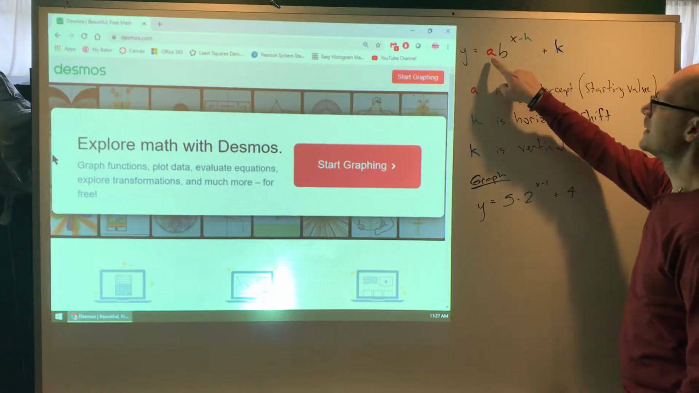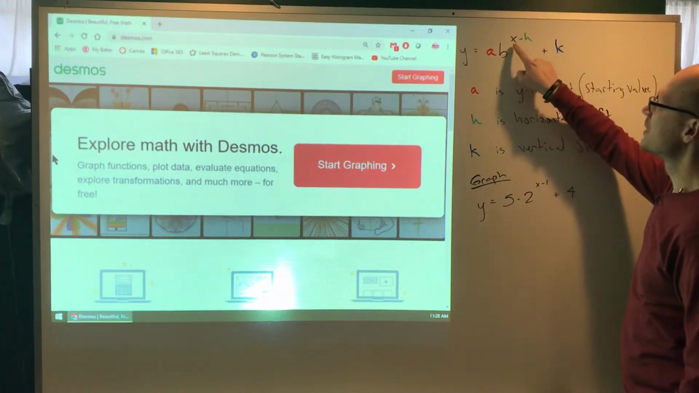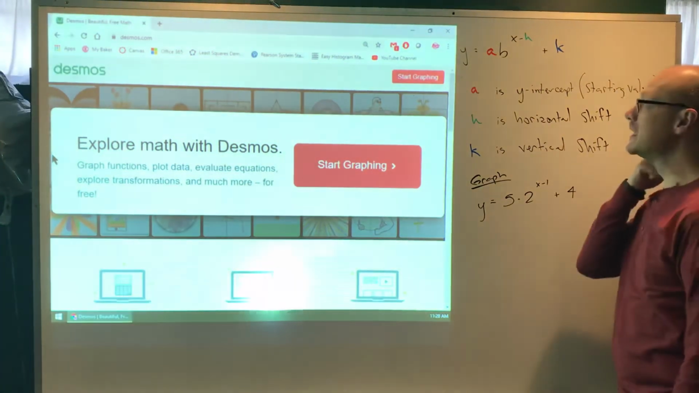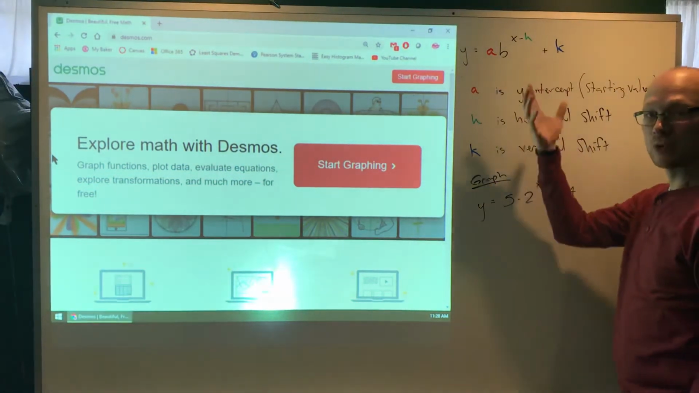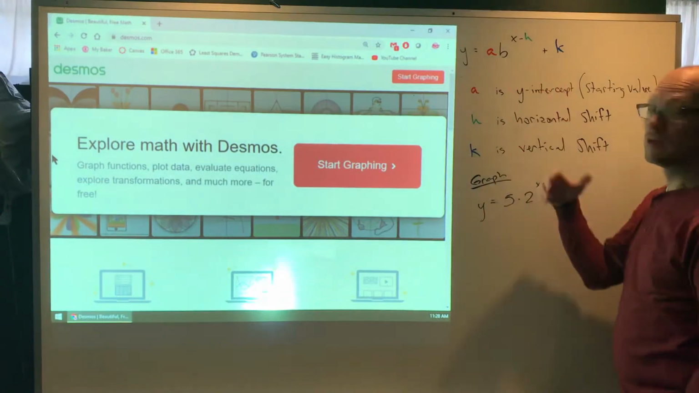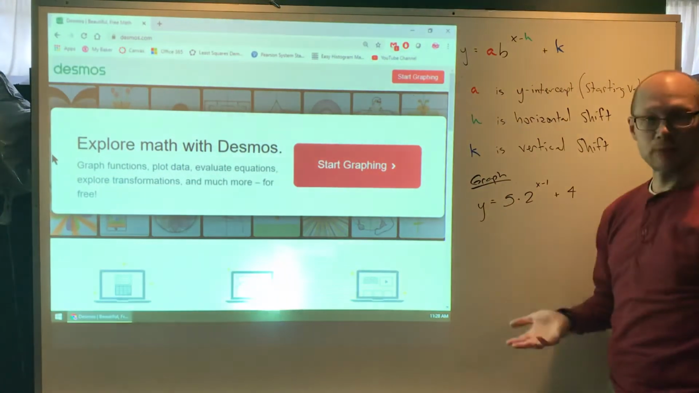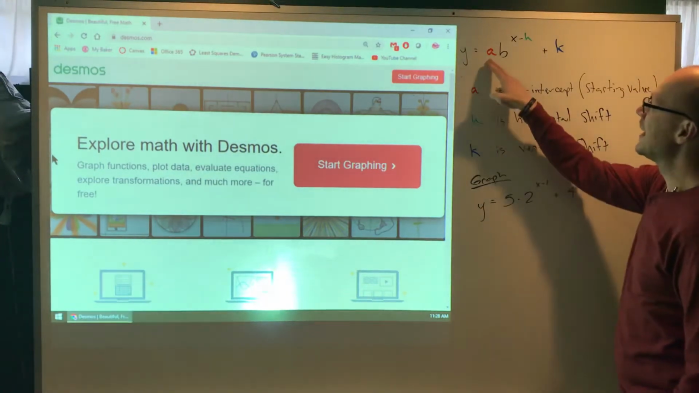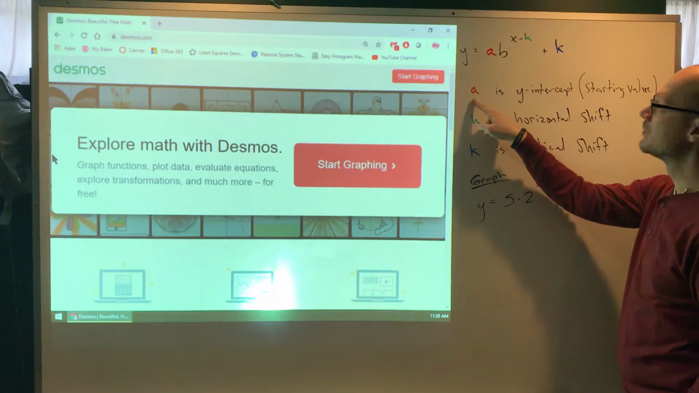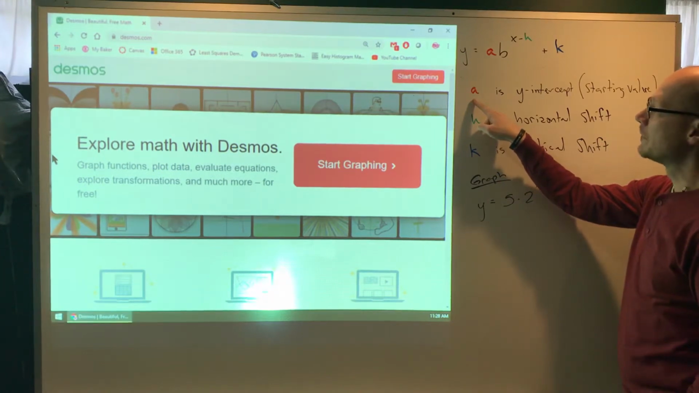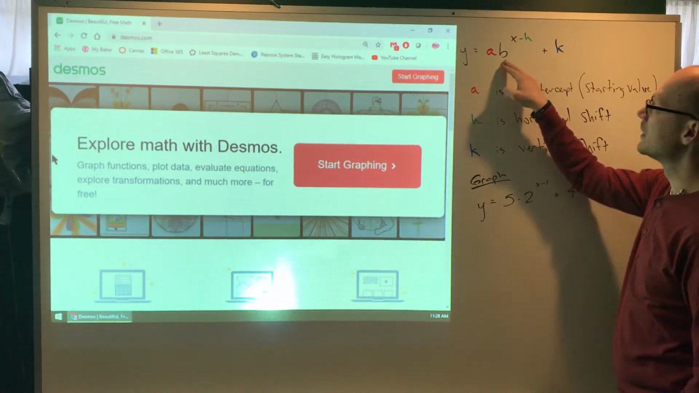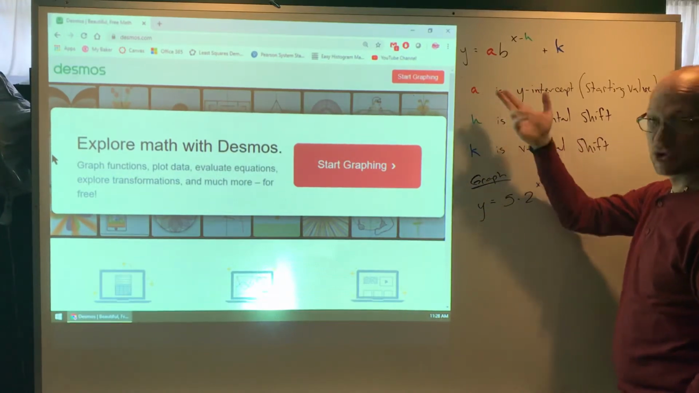You have A times B raised to the x minus h, plus k, and each of those things has a meaning here. B is your base, it's what you're doing. If B happens to be 2, then you're doubling repeatedly. If B were a 3, you'd be multiplying by 3 repeatedly. The A value that multiplies here is the y-intercept, your starting value. If you start with $4 in a bank account and you repeatedly double it over time, then that's your starting value.